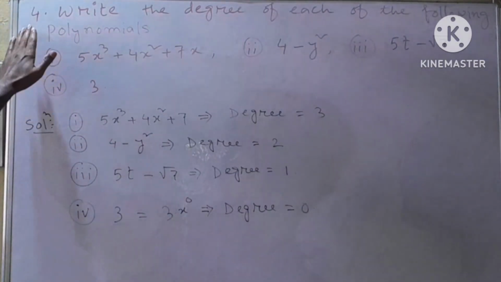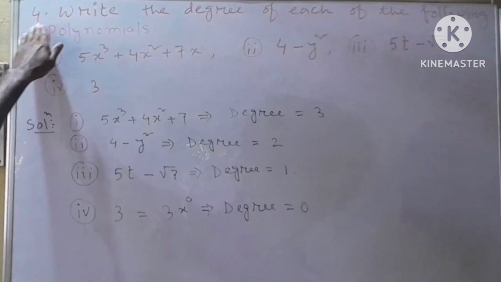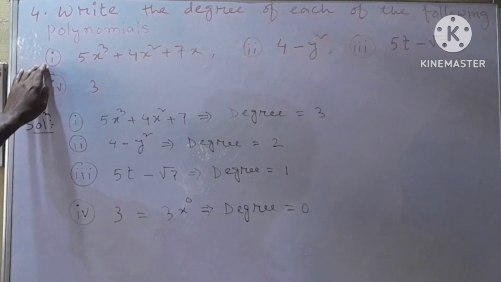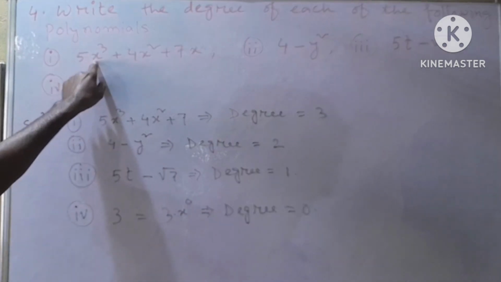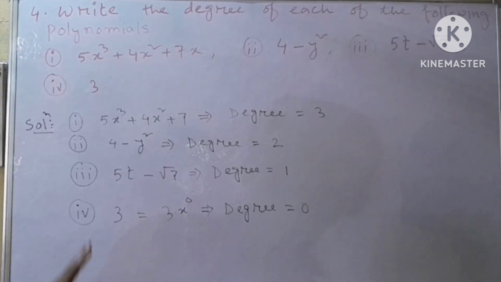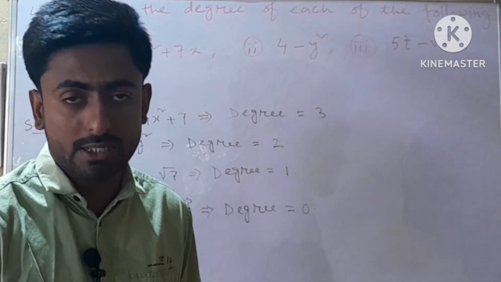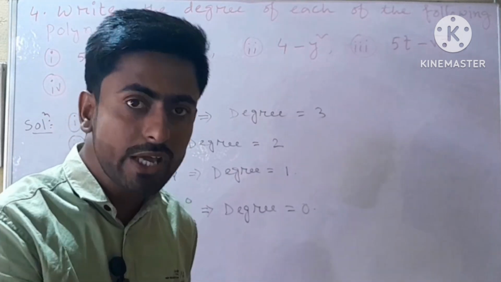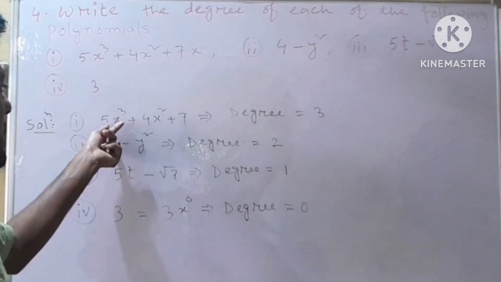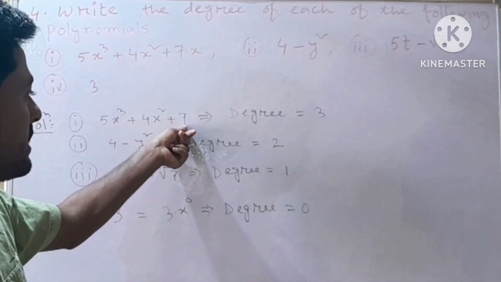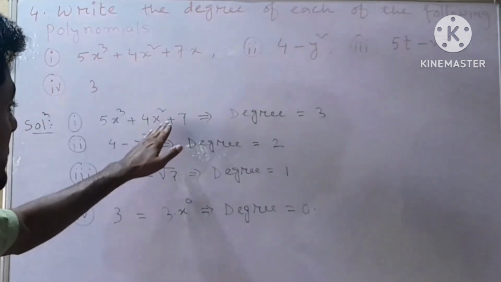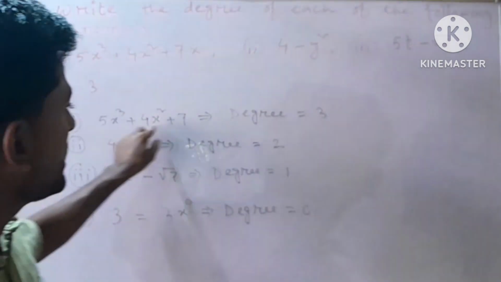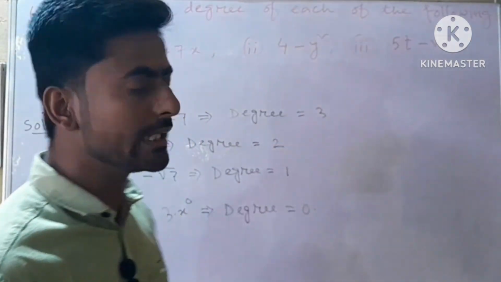Next we are going to solve question number 4. Students, the question says: write the degree of each of the following polynomials. Roman number 1, the polynomial is 5x cube plus 4x square plus 7. What is the degree of a polynomial, students? The degree of a polynomial means the maximum or highest power of the variable. Here the variable is x, and the maximum power of the variable is 3, in 5x cube. So therefore the degree of this polynomial is 3.